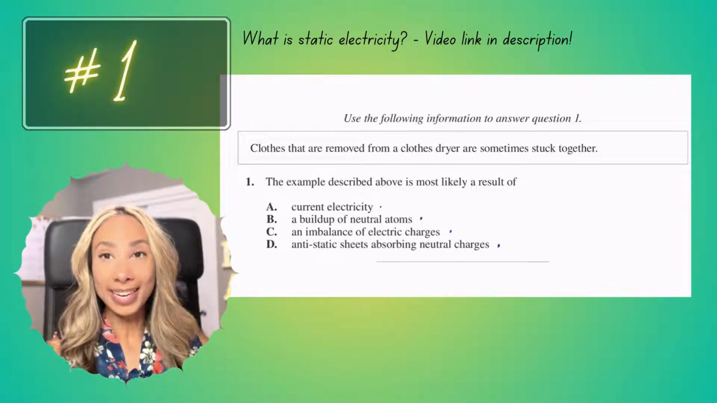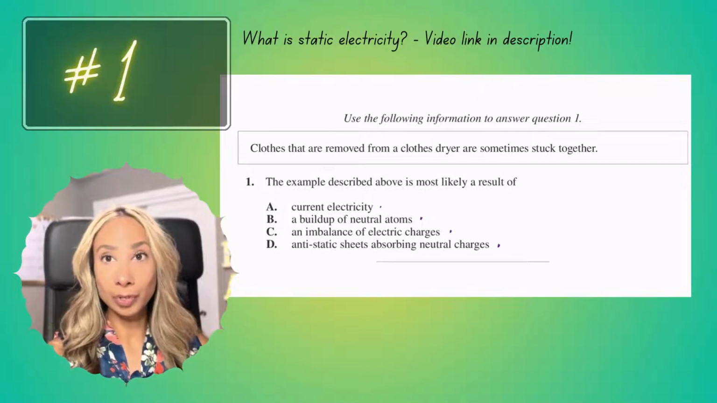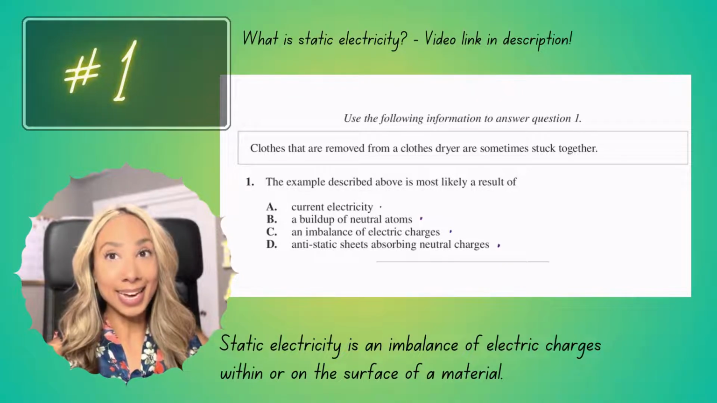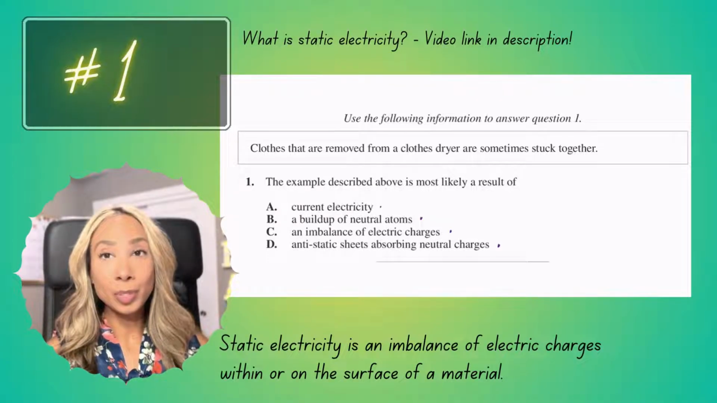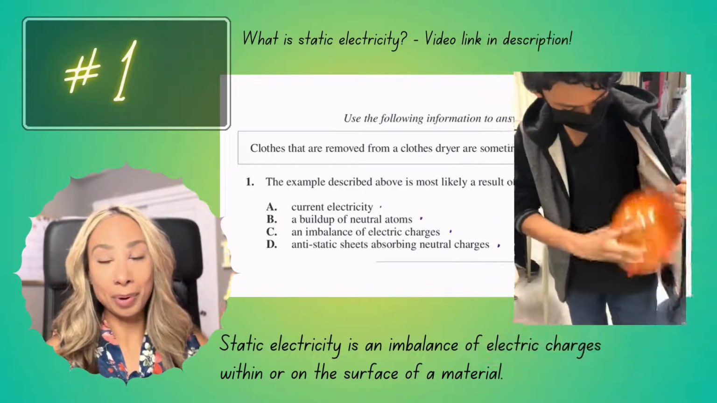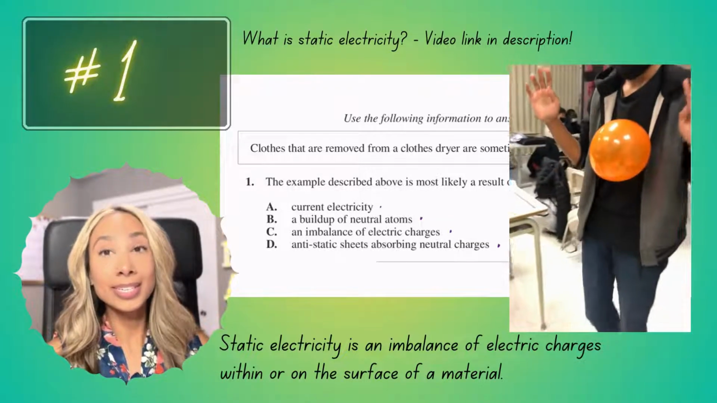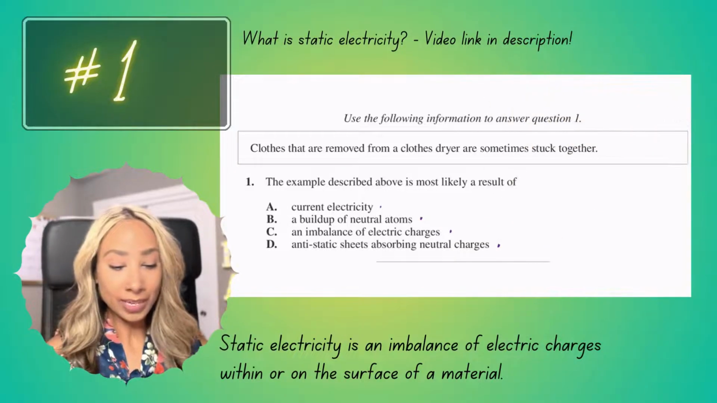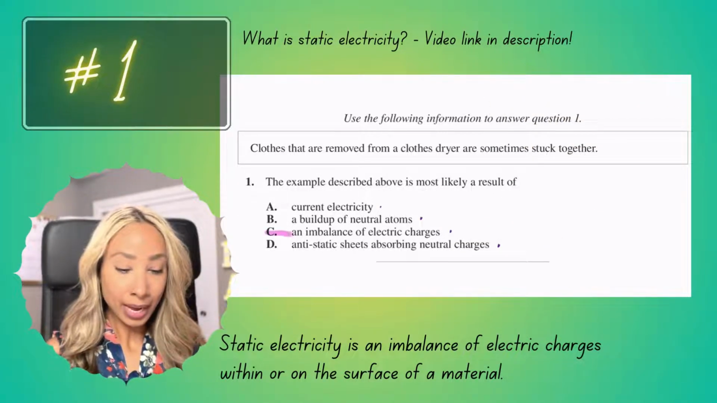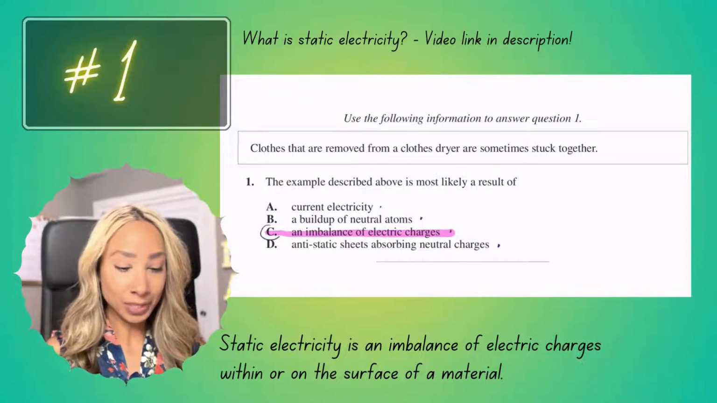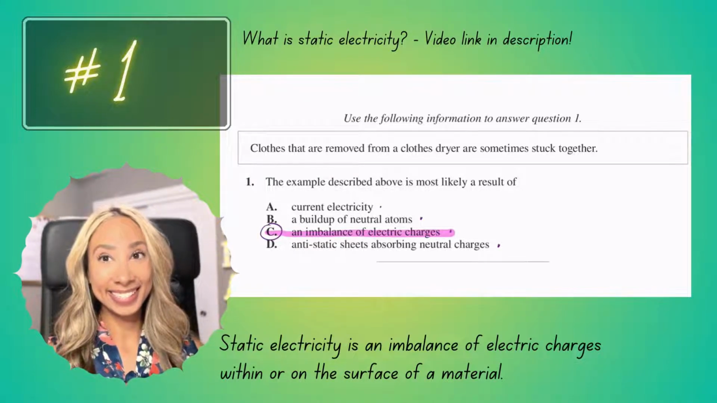So what we're asking here is, we know this, when we pull clothes out from a dryer, it does get stuck together sometimes. And what that is, is static electricity. Same thing happens when you take a balloon and rub it over your hair. So because it's static electricity, what it's asking here is the definition of that. The definition of static electricity is an imbalance of electrical charges. So the answer for this one is going to be C.